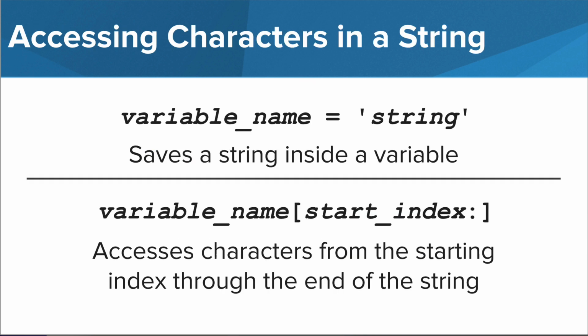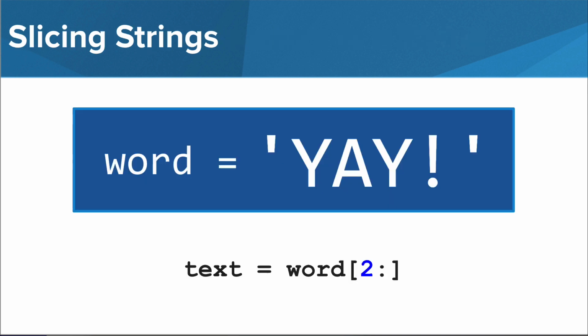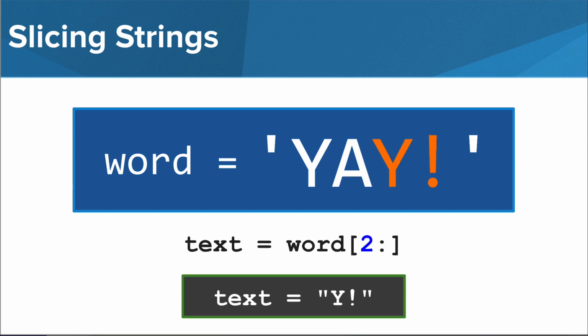We actually have some other ways we can create slices using this syntax. If we do not include an ending index value, we will access all characters from the starting index to the end of the string. Note that we will still need a colon here, or else we will simply be accessing one character at the given index. If we use this type of slicing by accessing the characters from 2 through the end of the string, we will see that the characters Y and the exclamation point are saved inside the variable text. The index values that come before 2 are not included in the slice.